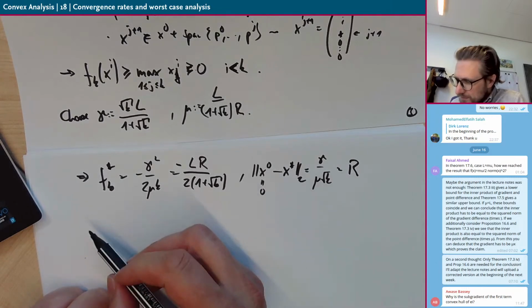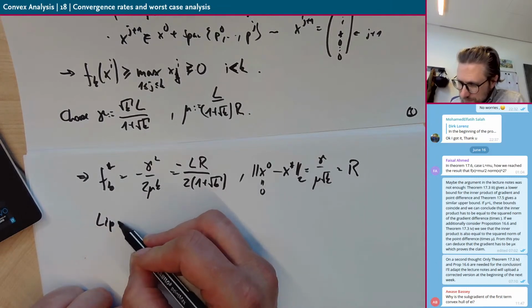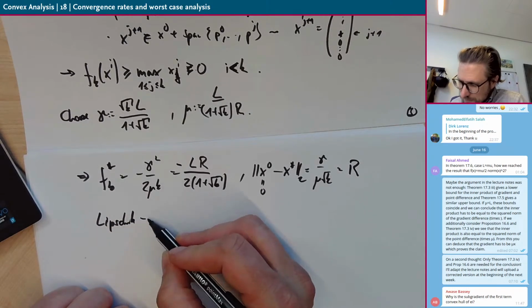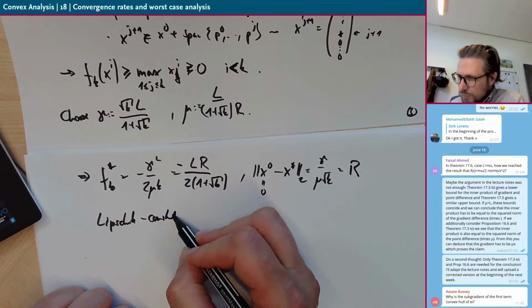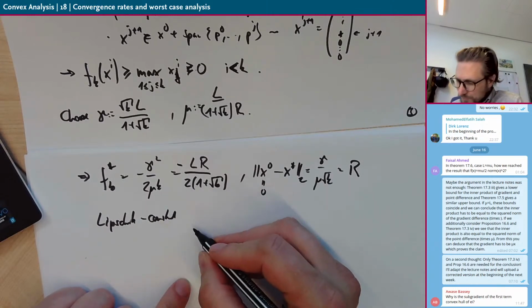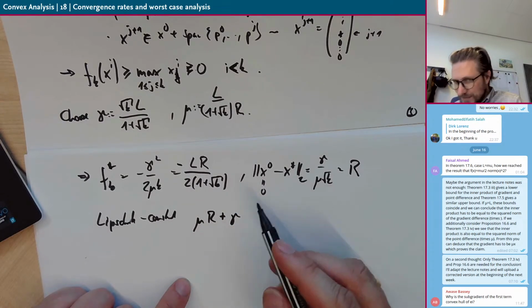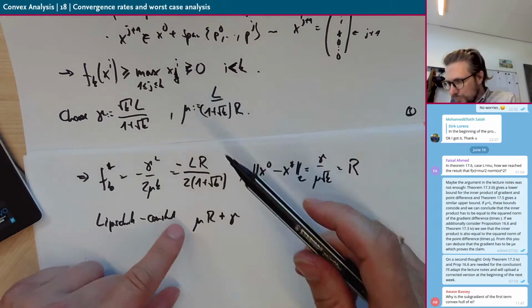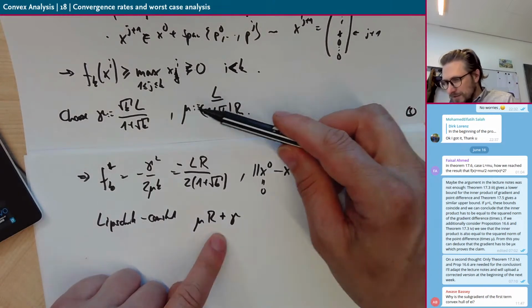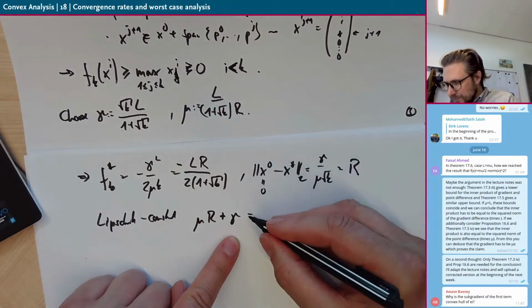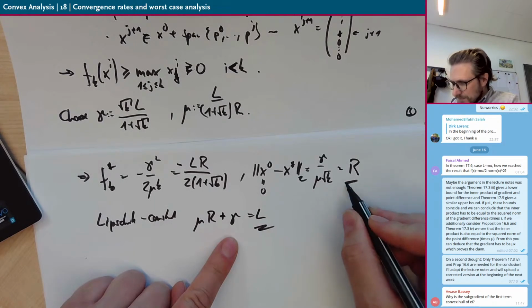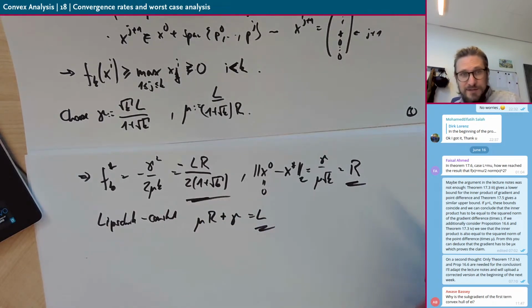And the Lipschitz constant, so we had calculated this in the beginning, this was mu times R plus gamma. If you check that out, if you take mu times R plus that, you will actually end up with L. And that's actually what we need, right? This is what we wanted to show.